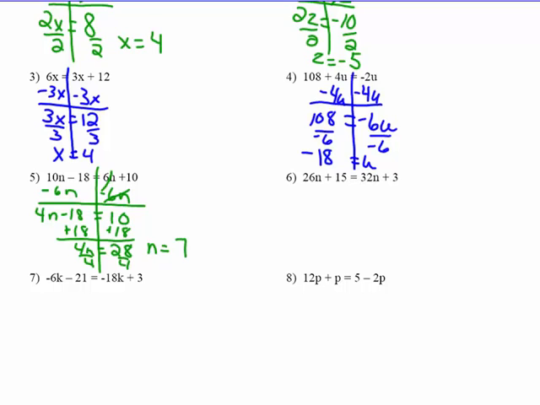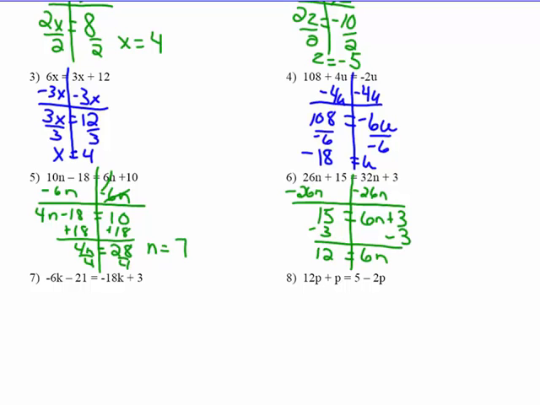All right, in number 6, same idea. I have 26n and 32n. I'm going to choose to cancel the 26n, so I'm going to subtract it. So that's going to give me 6n plus 3. Now I have to cancel my constant, so I'm going to subtract 3 from both sides. So 12 equals 6n, divide by 6, and you get n equals 2.